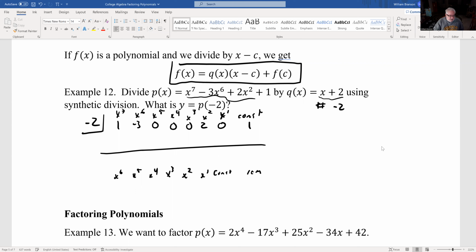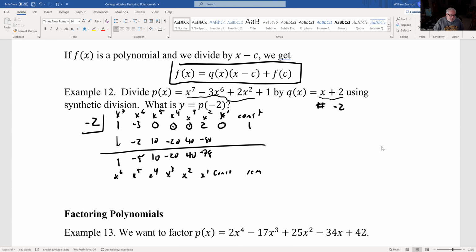So how does synthetic division go again? Take the 1, bring it down. 1 times minus 2 is minus 2, and add: minus 3 plus minus 2 is minus 5. Minus 5 times minus 2 is 10, and add down, that gives me 10. 10 times minus 2 is minus 20. Add going down, that gives me minus 20. Minus 20 times minus 2 is 40. Add going down, and that gives me 40. 40 times minus 2 is minus 80. Add the 2, that gives me minus 78.